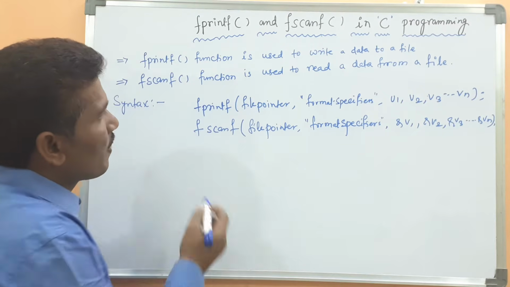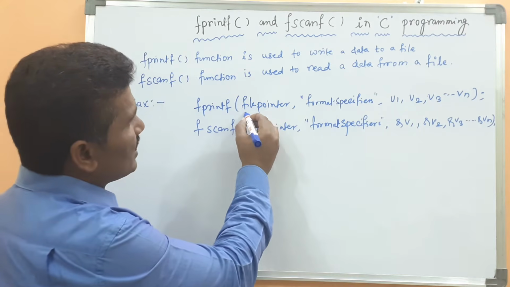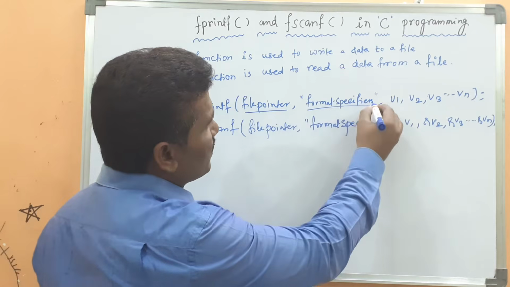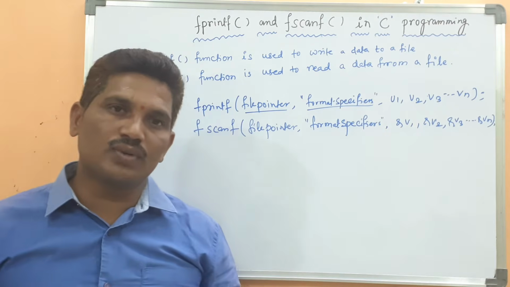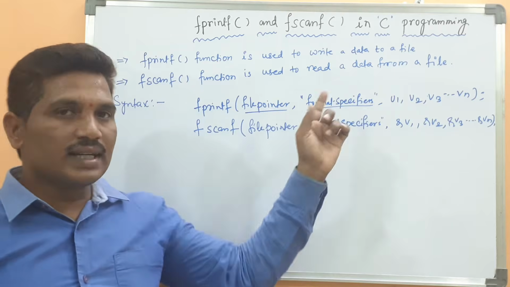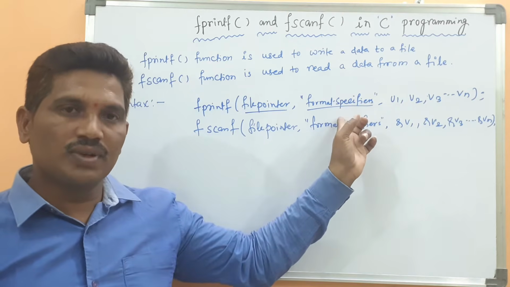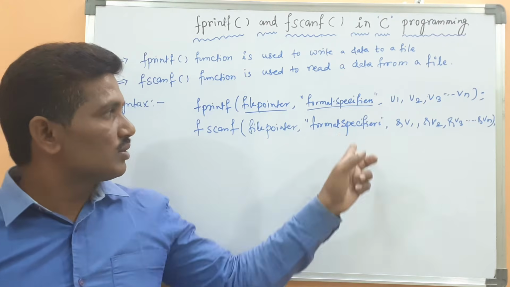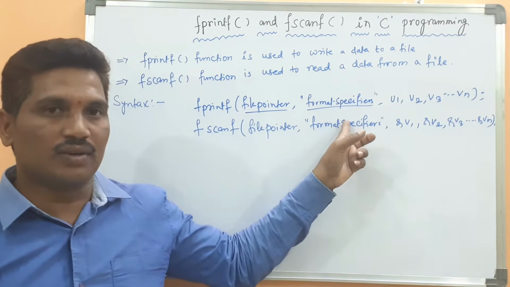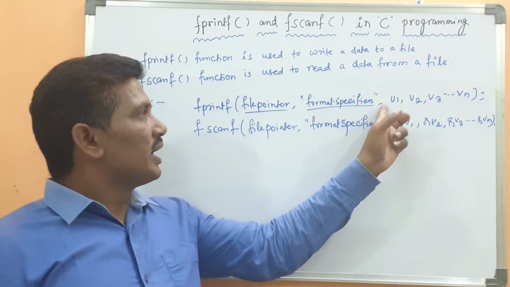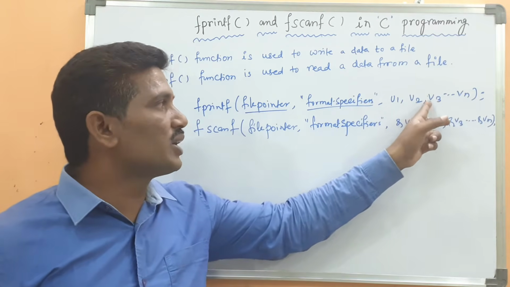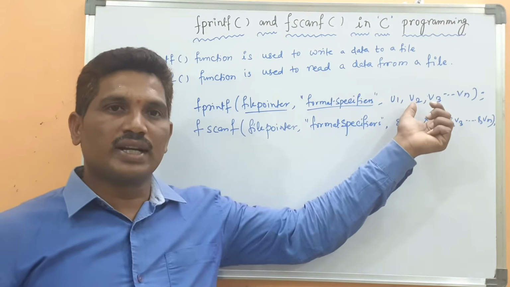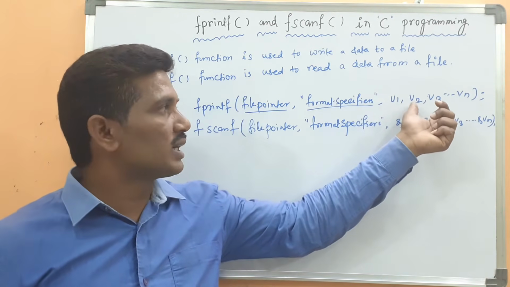In fprintf, the first argument is a file pointer. The second argument is a format specifier. For example, if you want to write integer data, you can use %d. If you want a string, %s; in case of a character, %c. If you want to write float data, %f. Then n number of variables, v1, v2, v3 up to vn. However many variables you want to write into the file, you can mention them here.